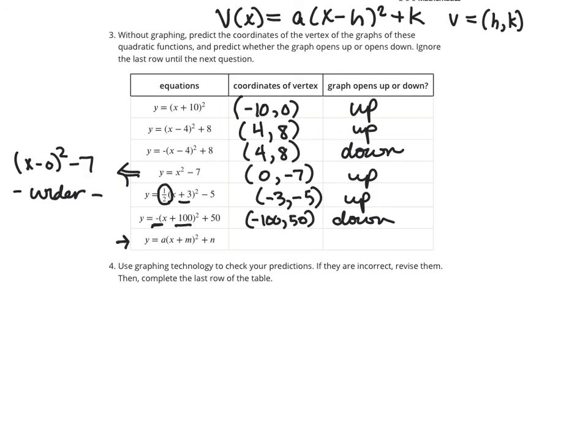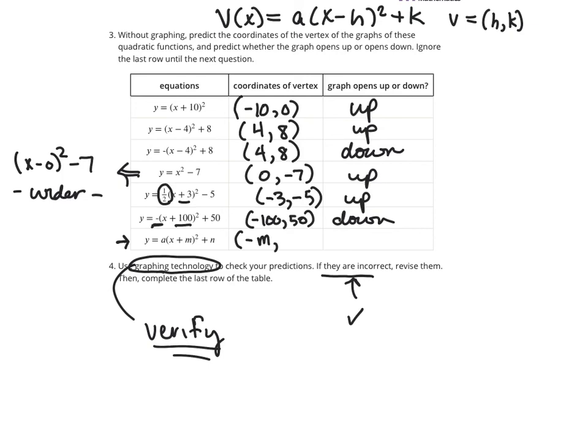Use graphing technology to check your predictions. If they are incorrect, revise them, then complete the last row of the table. I just checked the answer key, so we're good. But I would love it if you guys would take a second and verify if you feel like it, because Desmos is super easy to double check things with, okay? Here, my vertex is negative m, comma n, and a is positive, so I'm going up. Okay, I'm assuming a is positive, right?